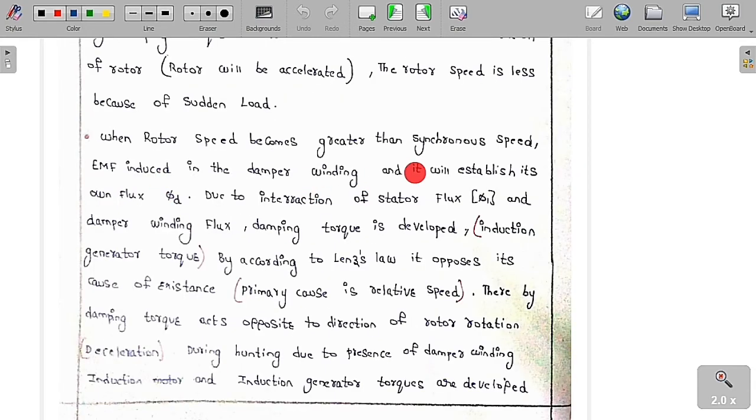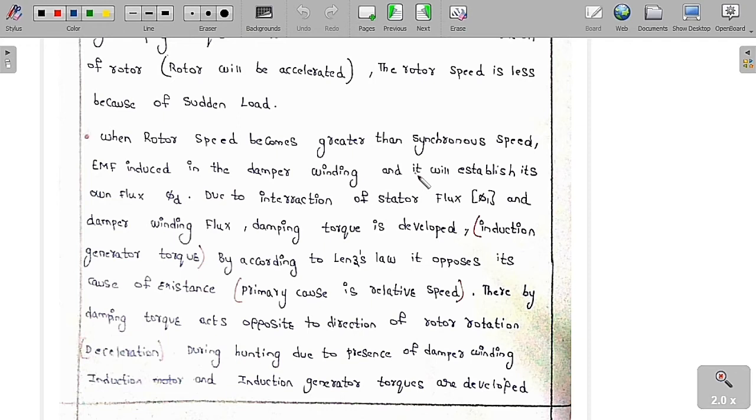Now we will go for the reverse case. Suppose the load is suddenly decreased, then Nr is greater than Ns. Again there is a relative speed between Nr and Ns. As Nr is greater than Ns, it acts like an induction generator. The torque produced at this condition is called the induction generator torque. It is going to oppose its cause, as per Lenz's law.